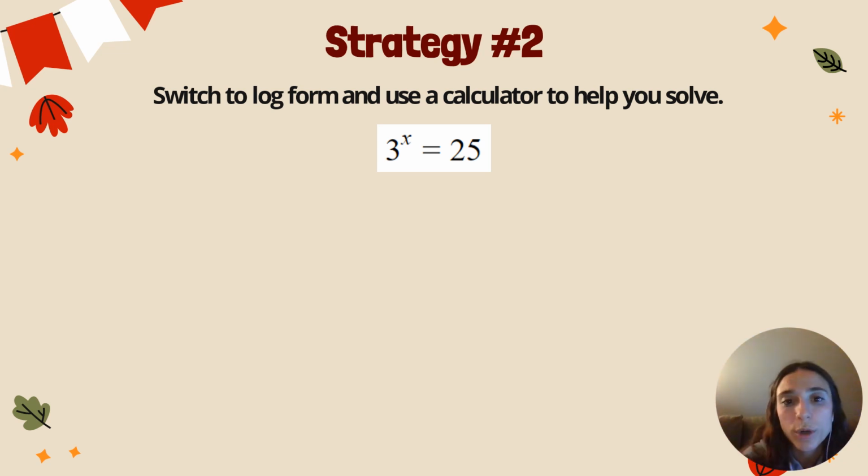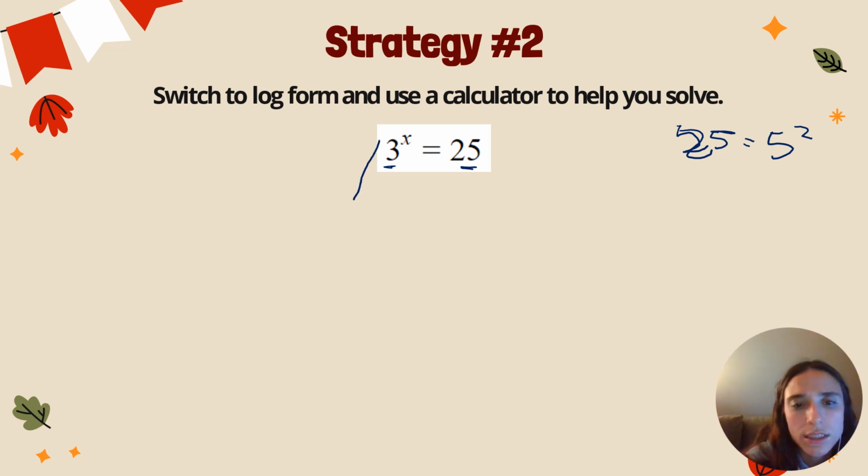So what we're going to do is switch it to a log instead, and then use our calculator to help us figure out what it is. So if you look, 3 and 25, I can't make them the same base. 25 is 5 squared, so it's a base of 5, but I can't make it a base of 3.